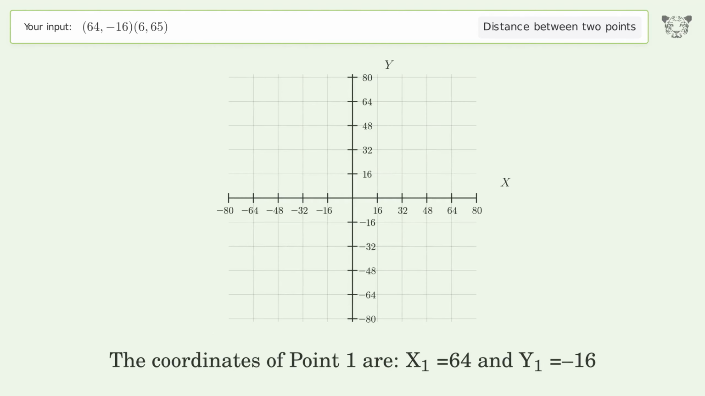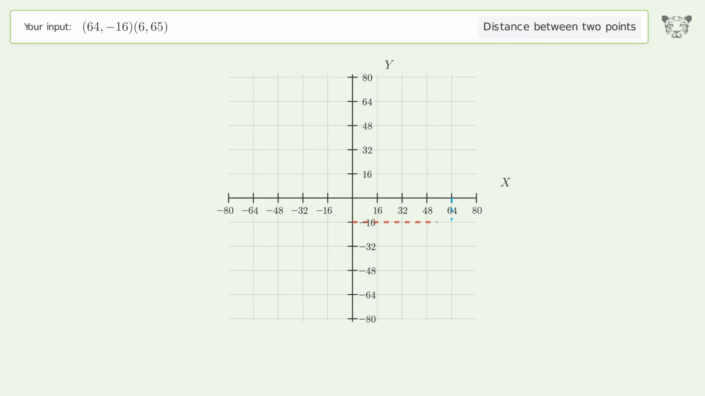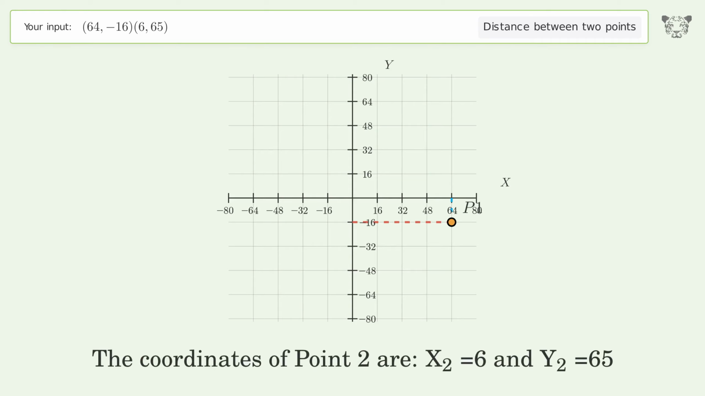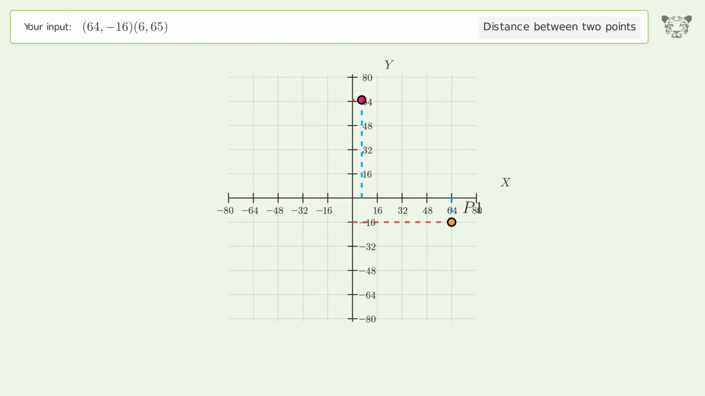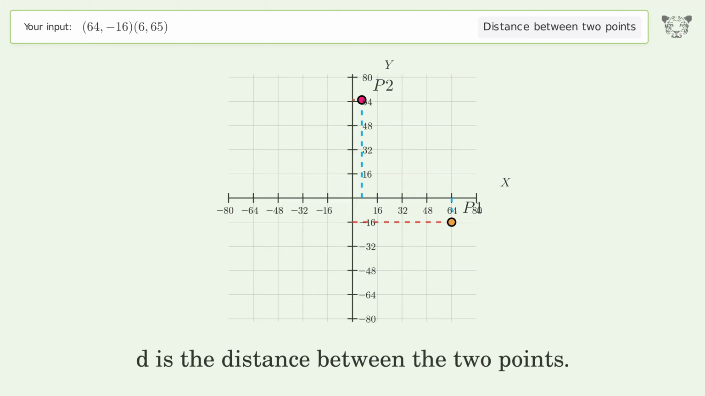The coordinates of point 1 are, x1 equals 64 and y1 equals -16. The coordinates of point 2 are, x2 equals 6 and y2 equals 65. D is the distance between the 2 points.